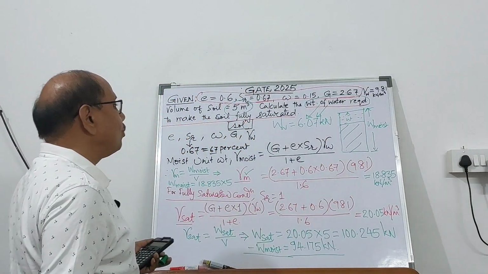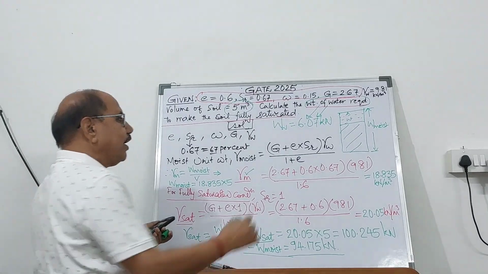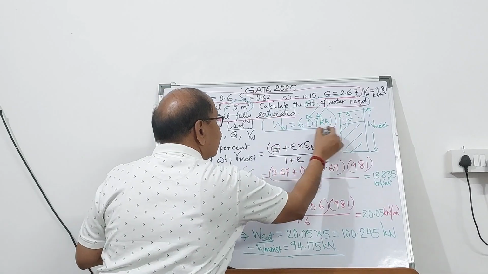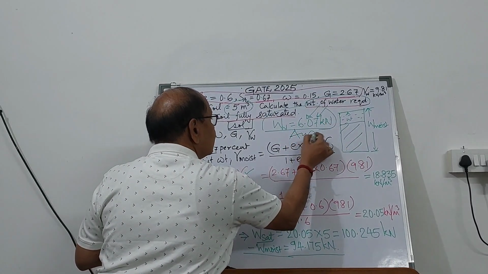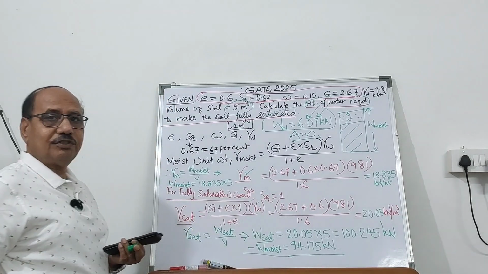The answer, the weight of water required to make the soil fully saturated, is going to be this one. So the answer is crystal clear. This becomes your answer. So the weight of water required is 6.07 kilonewton.